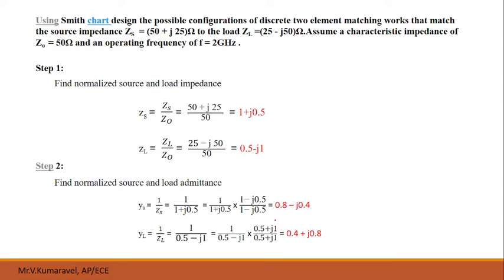Similarly, we can find load admittance. In a similar manner, we take the inverse of load impedance, then take the complex conjugate and multiply it with numerator and denominator. We will get load admittance as 0.4 plus J 0.8. So in step 1, we have calculated source as well as load impedance. In step 2, we have calculated source and load admittance. So now let us proceed.